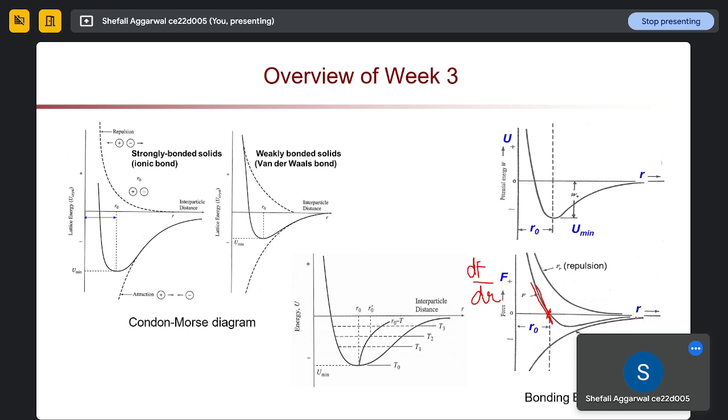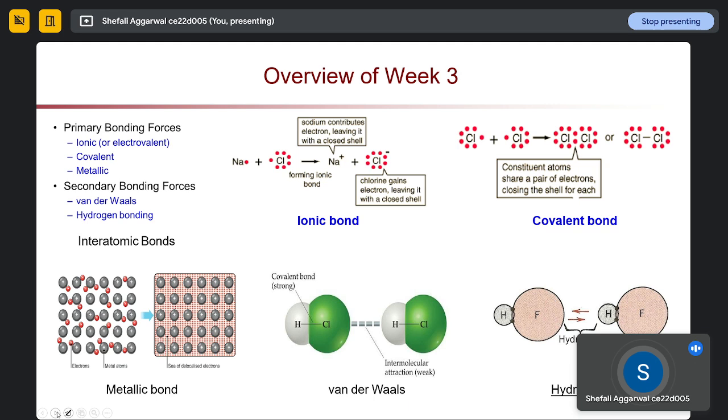Okay. So from this simple Condon-Morse diagram, you can get many different properties of our system. Mainly, the slope will give us the elastic modulus, and what type of bond it is: the deeper the well, the stronger the bond; the shallower the well, the weaker the bond. Then the width will give us the coefficient of thermal expansion. So this is what we have in the Condon-Morse diagram.